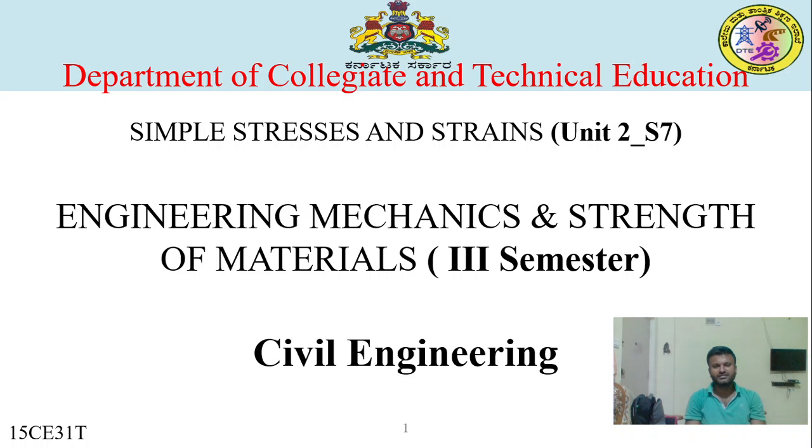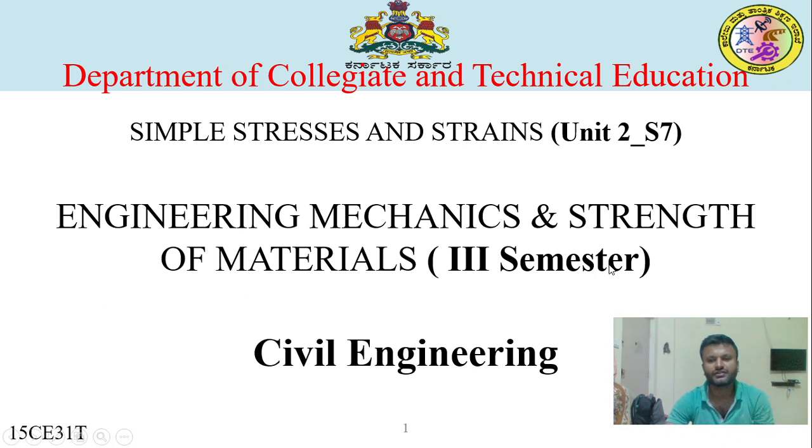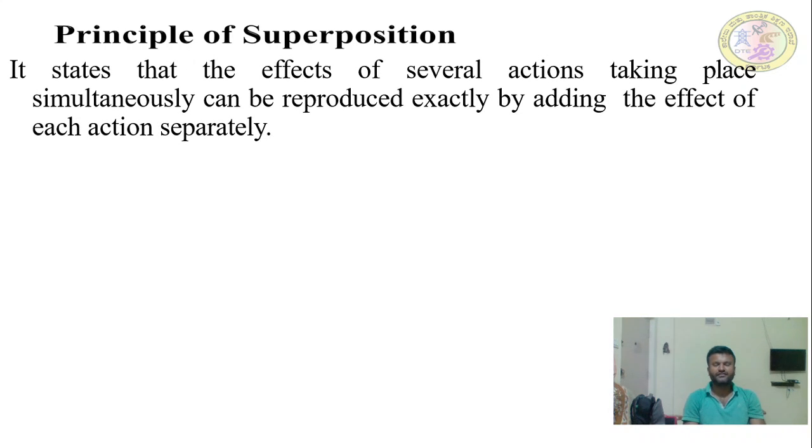Now let's start with the principle of superposition. What is meant by the principle of superposition? Let's study. It states that the effect of several actions taking place simultaneously can be reproduced exactly by adding the effect of each action. I'll read it out again, please remember: it states that the effect of several actions taking place simultaneously can be reproduced exactly by adding the effect of each action separately.